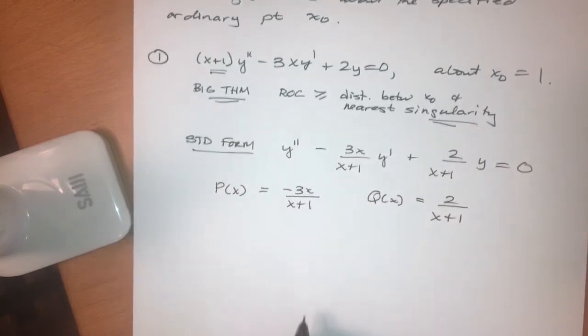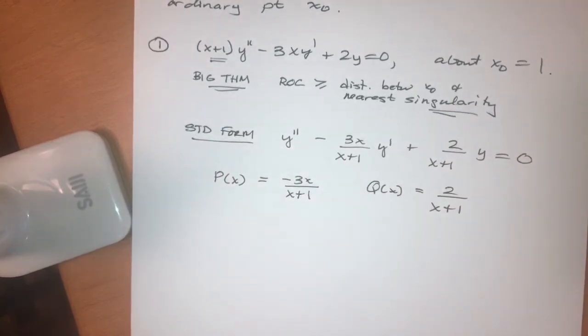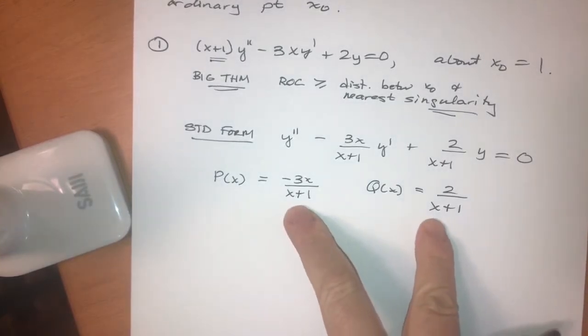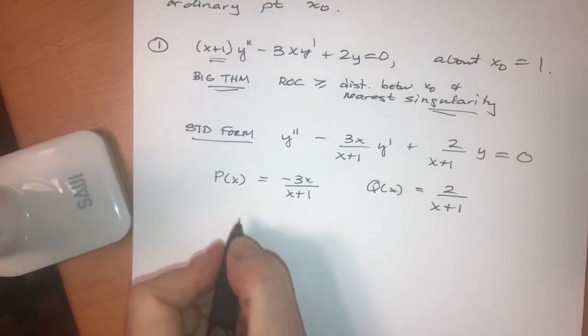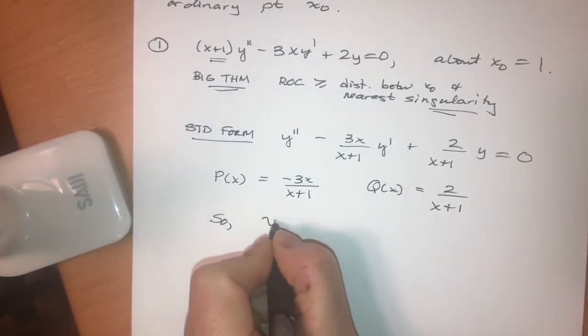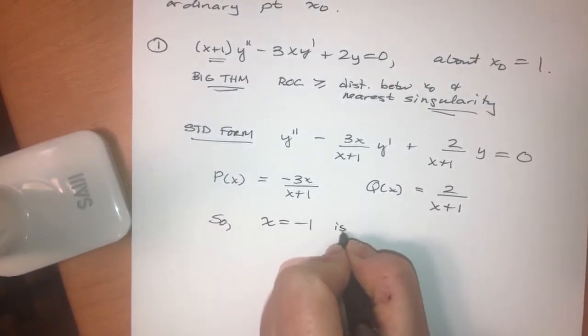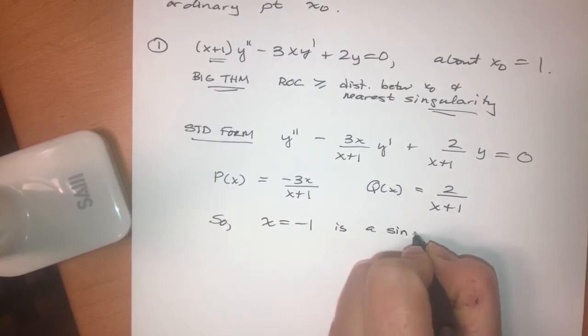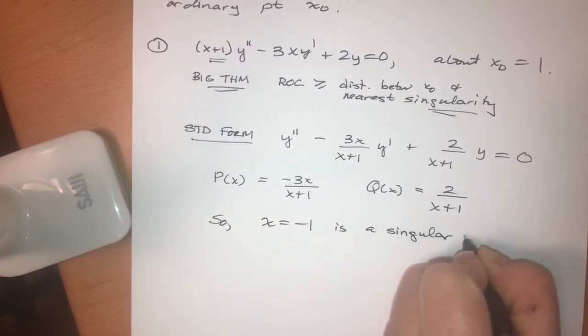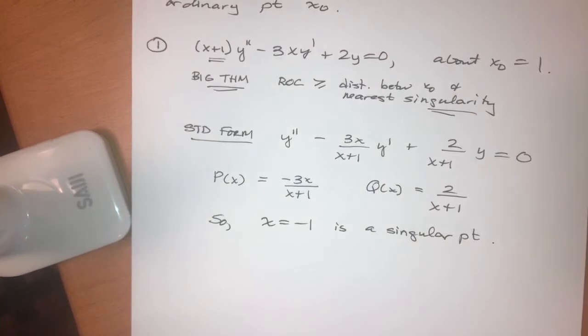And these guys are going to have series solutions as long as they're defined. The only place where you have trouble is if you have a zero denominator, which is when x equals minus 1. So that's your singular point. Happens to be only 1 in this particular example.